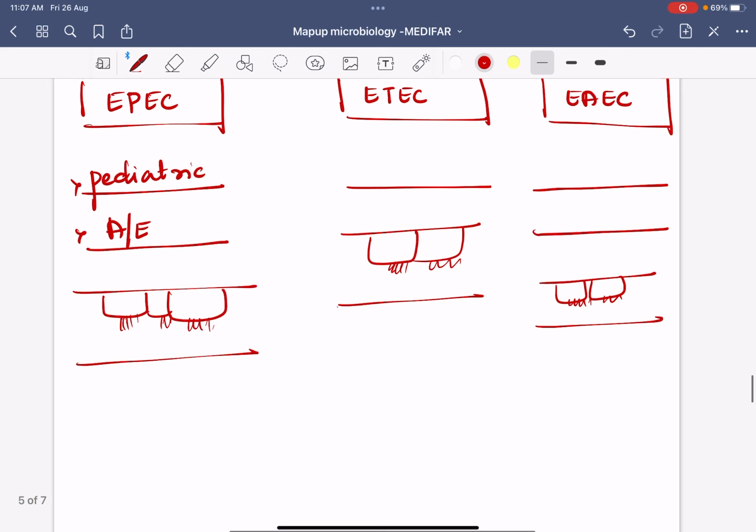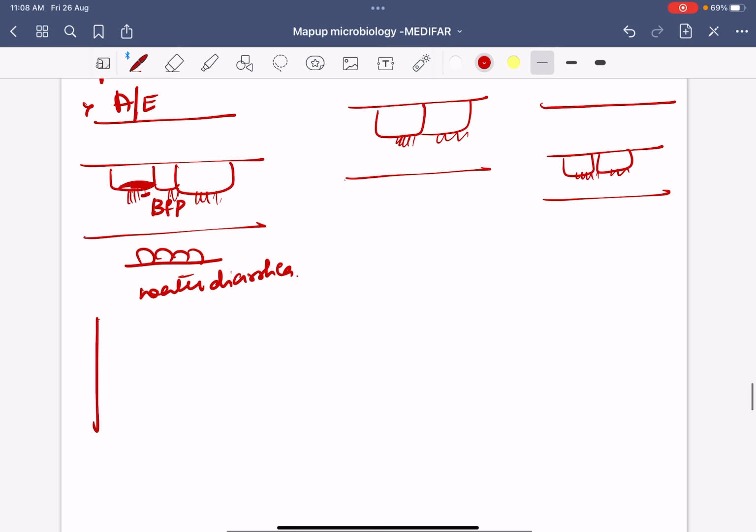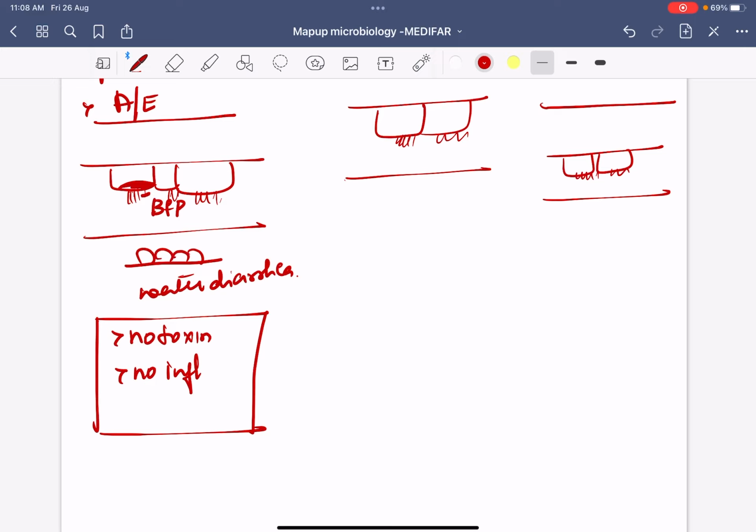This bacteria will go and bind to the intestinal mucosal cells of the small intestine with the help of bundle forming pili and leads to effacement of the mucosal cells. Now the microvilli become flattened and cause watery diarrhea because there is no absorption. So here you need to remember two no's. There is no toxin, no inflammation, and of course no invasion.